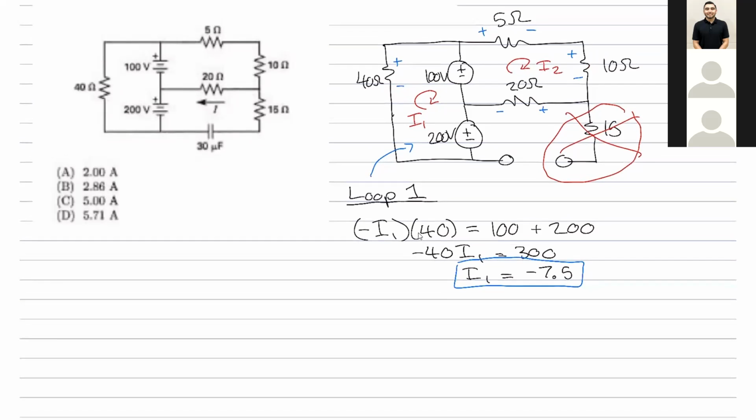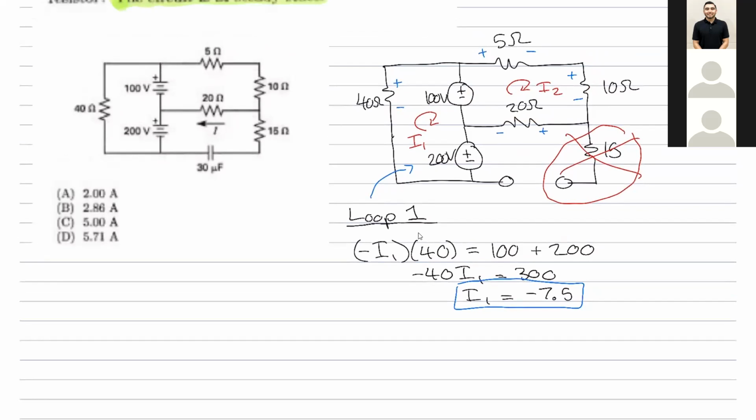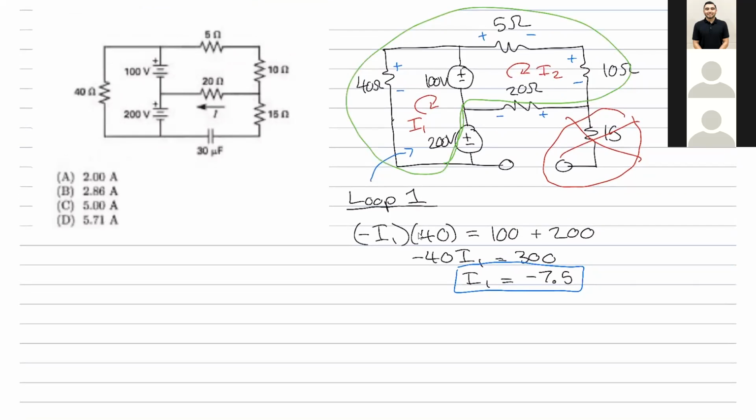Now, we could just use that current to find our next current. So I'm not even going to use this other loop right here. There's no point of even doing that. All we have to do is make a super loop around, because we can do that. So this is for loop 2, I guess.